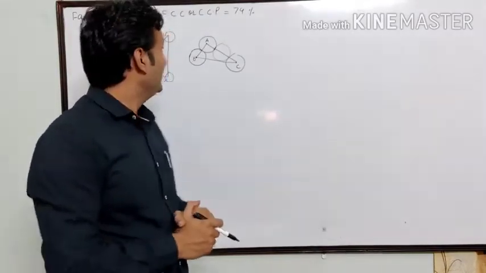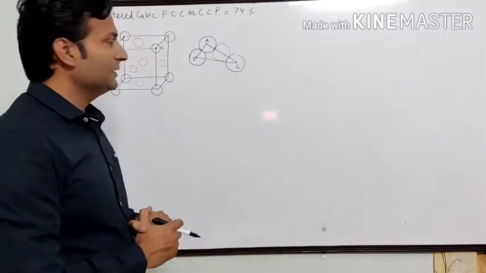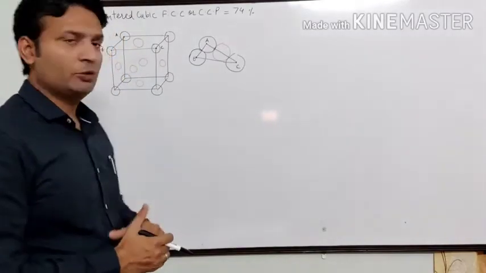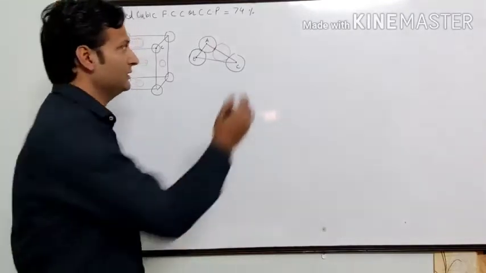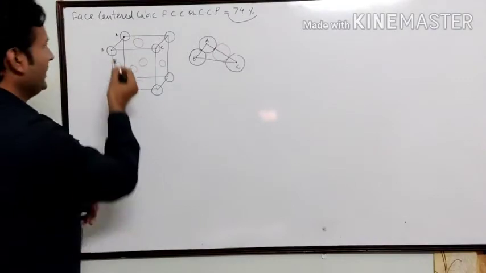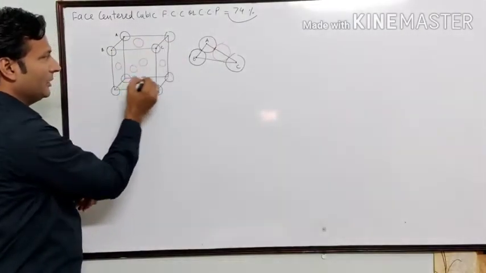Now my second topic is FCC, that is face centered cubic, also known as CCP, cubic closest packing. In this unit cell, the packing percentage is 74%. Let's prove this. In FCC, as you know, particles are present at the corner and the particles are also present at the face.